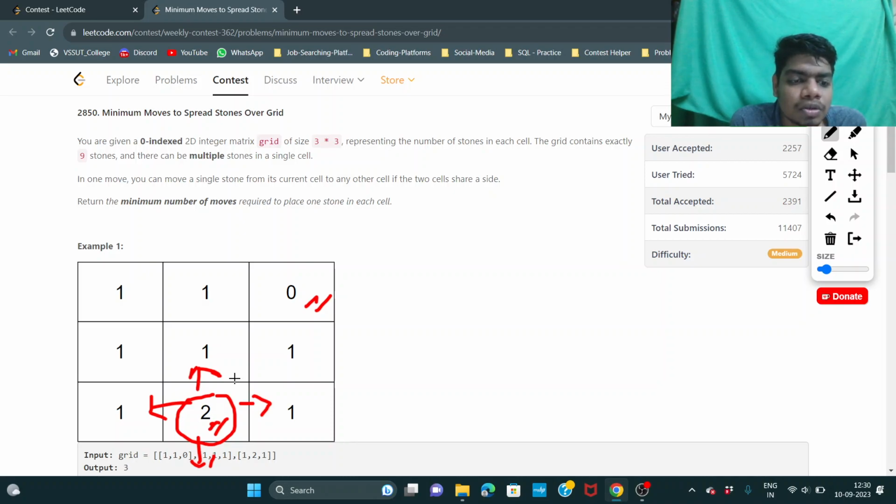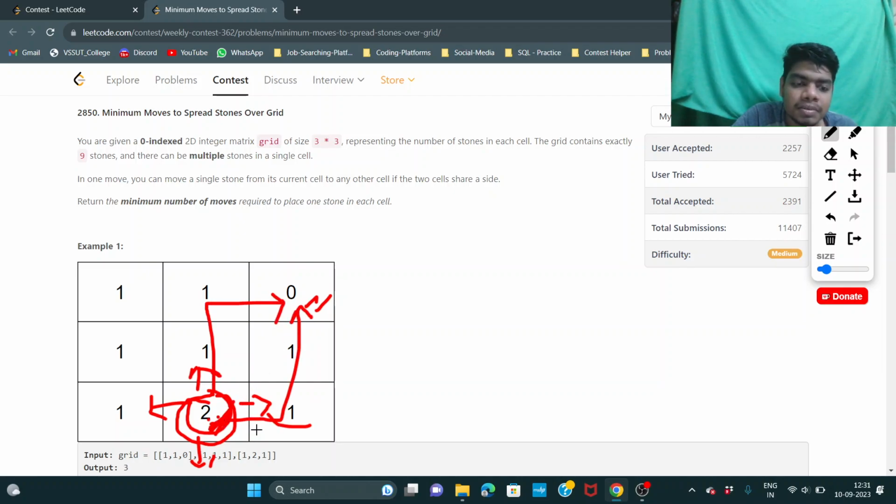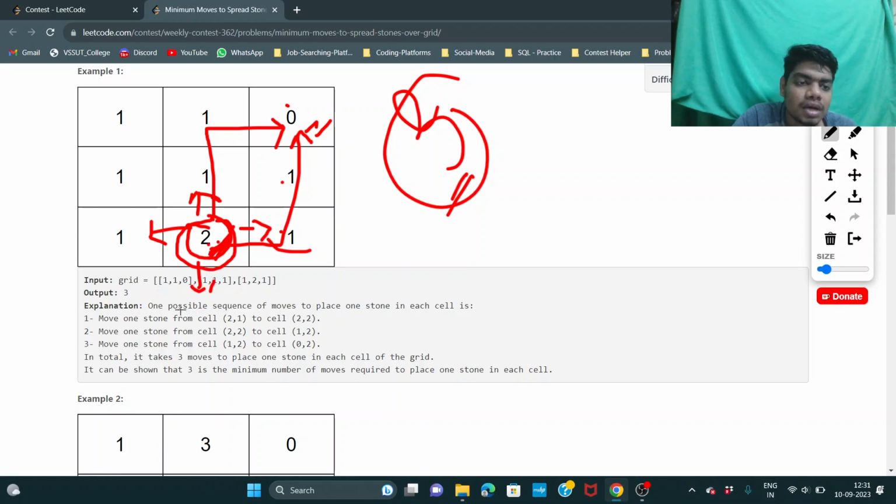So you have to move some stones from this place to this place, this place, this place, so that each cell in the grid contains exactly one stone. One move is moving a stone from this cell to this cell. And for this example, what is the minimum number of moves required? Obviously you can go this way, or you can go this way. This is the minimum number of moves. From this place to this place, this is one, this is two, this is two. So in this case the answer is three.